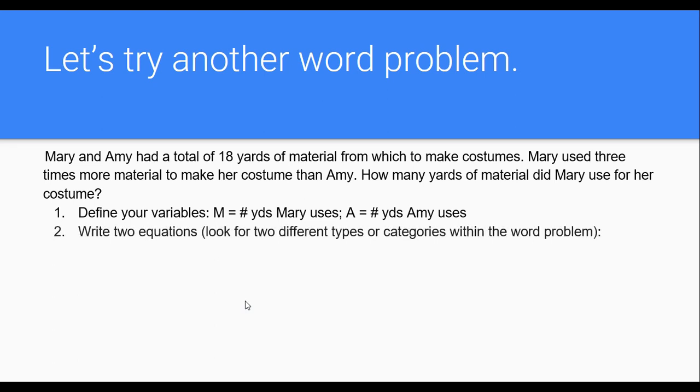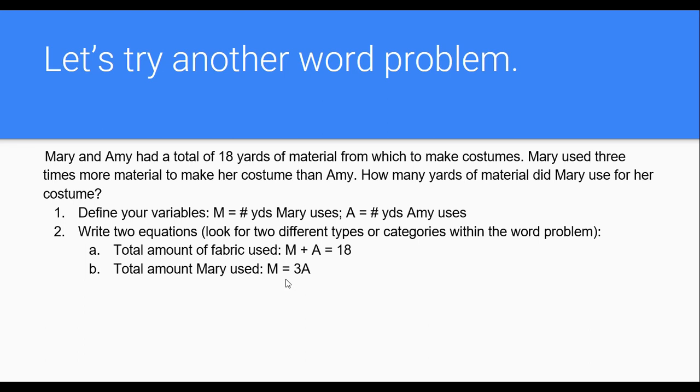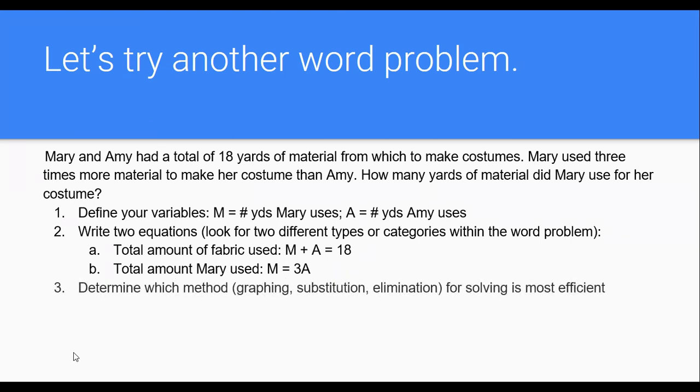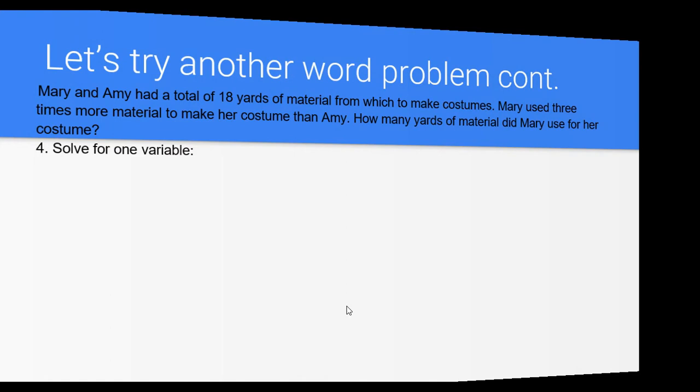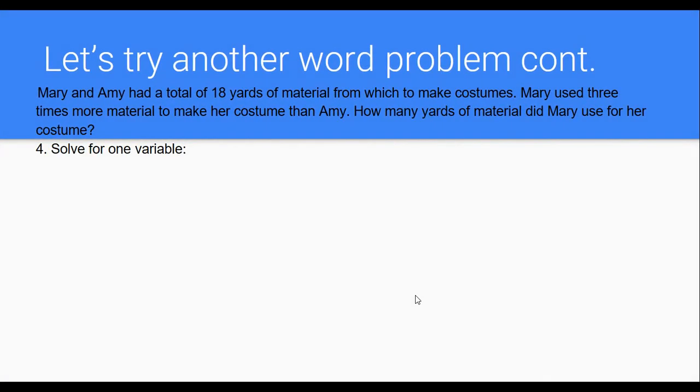So we know that the number of yards Mary uses plus the number of yards Amy uses should add up to 18. The other piece of information we have is Mary's total. We know that her total is equivalent to 3 times the amount that Amy uses. Okay, which method would be most efficient for solving this system? Hopefully you said substitution. So I'd like for you to use substitution to solve for how many yards of material Mary used.